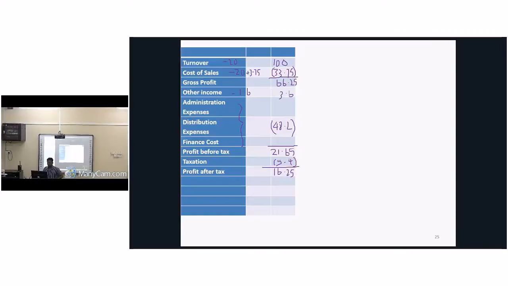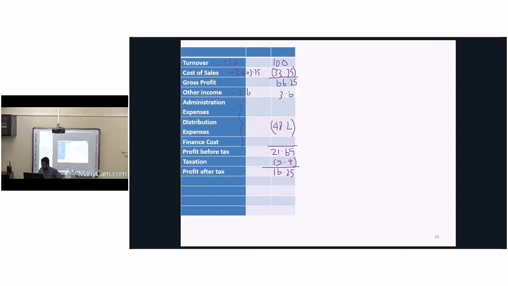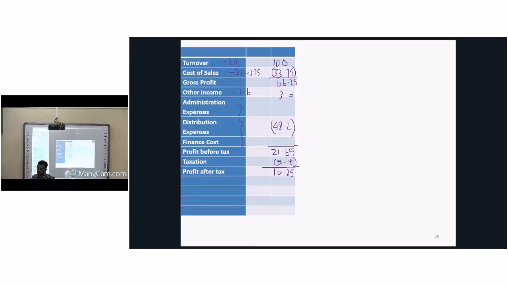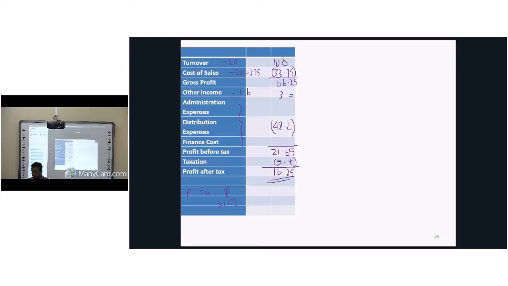Now what is the next step? We have to split this into two. How? Profit attributable to equity holders of parent and NCI. Tell me how much should be allocated to profit attributable to parent and NCI. Just calculate it and see.